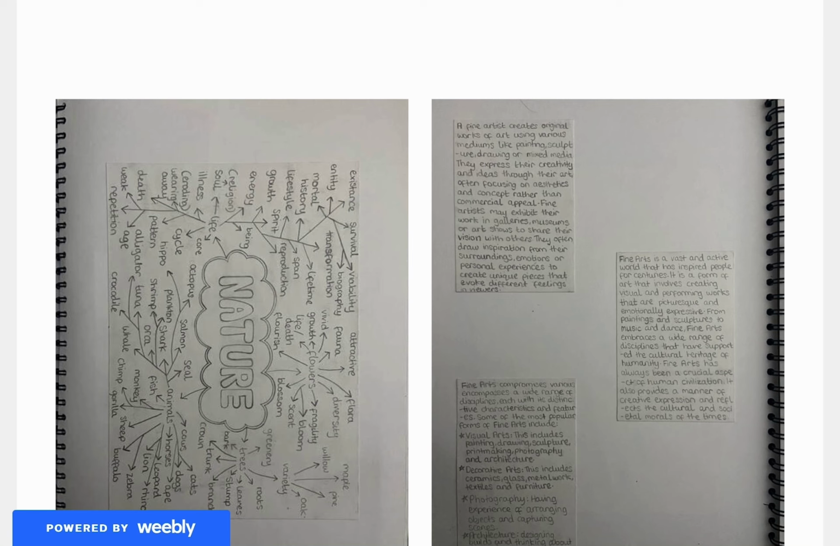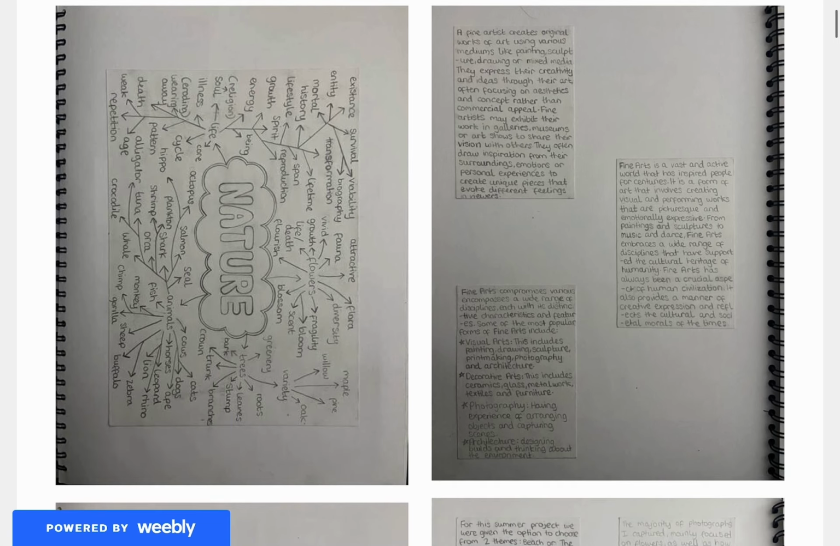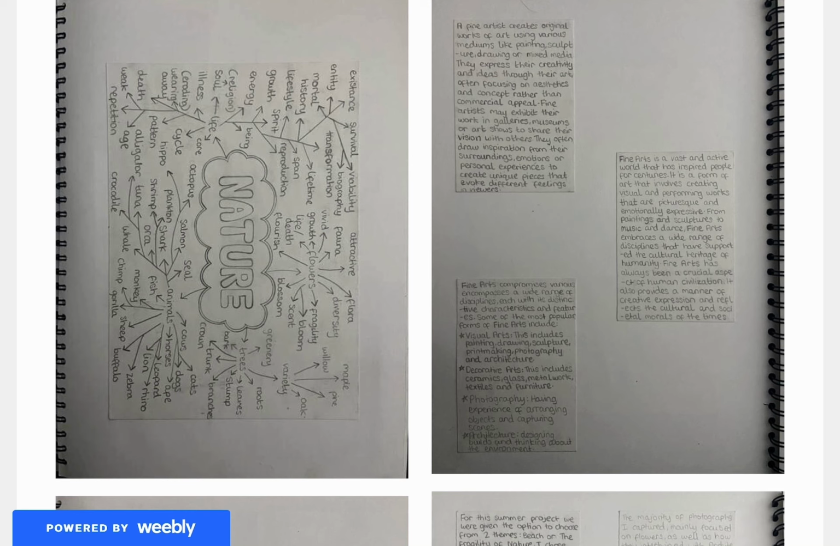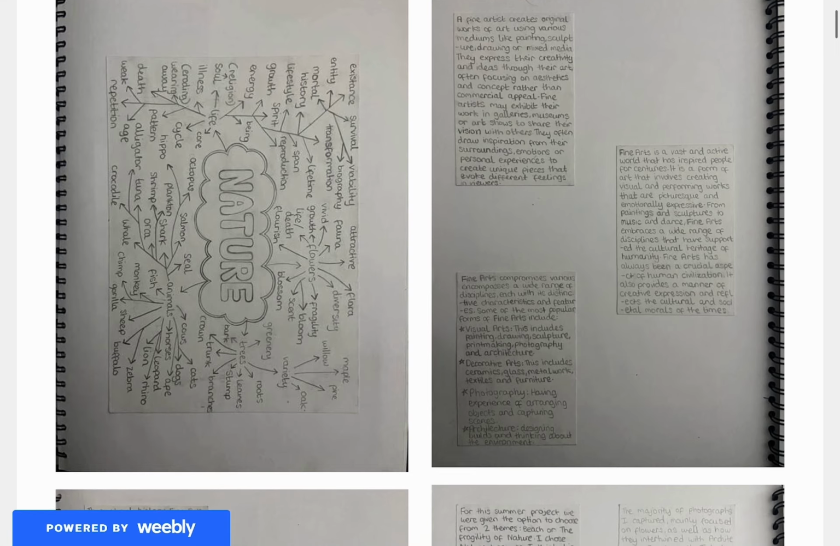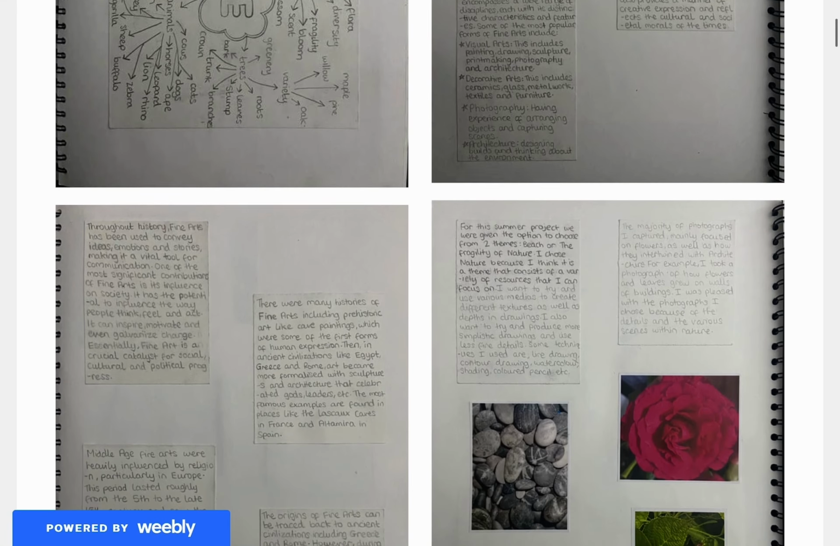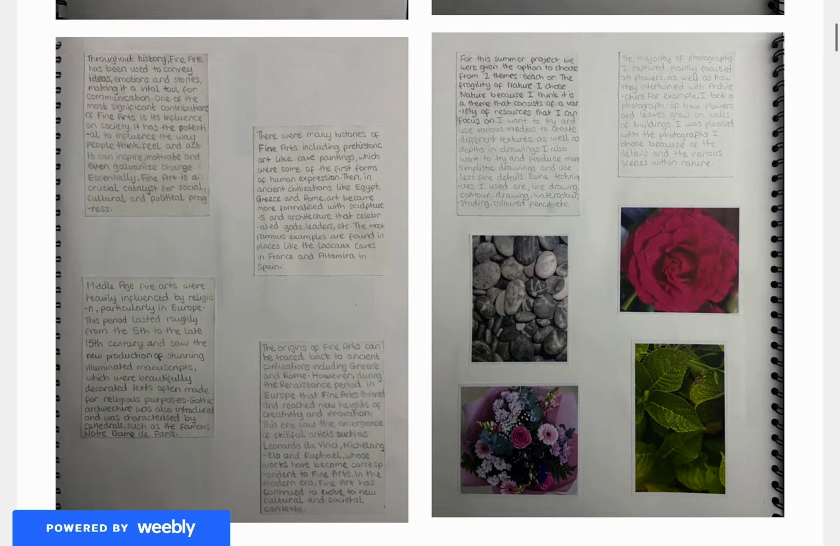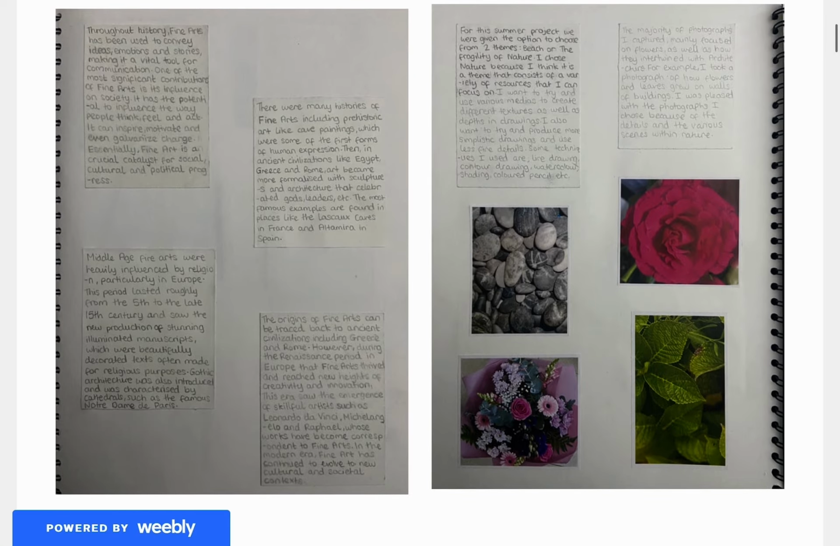And here are all of the images from my sketchbook that I've taken. Here, for example, I've made a mind map about nature and why I've chosen it. And I've also written about my specialist industry theme that I've chosen, which is fine art. The reason I chose fine art is because it's a very broad theme, and I can really create anything I want to in this. So there's no specific theme that I'm going for.